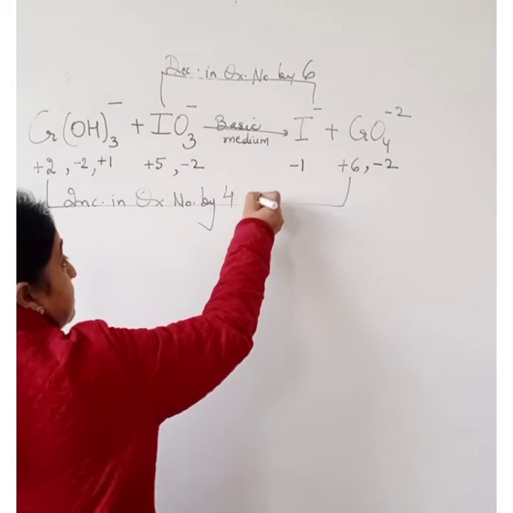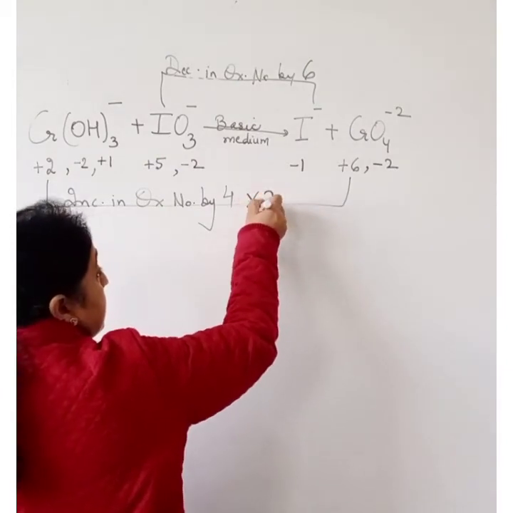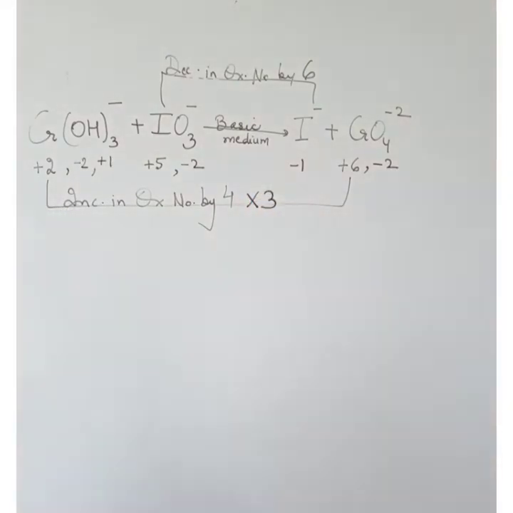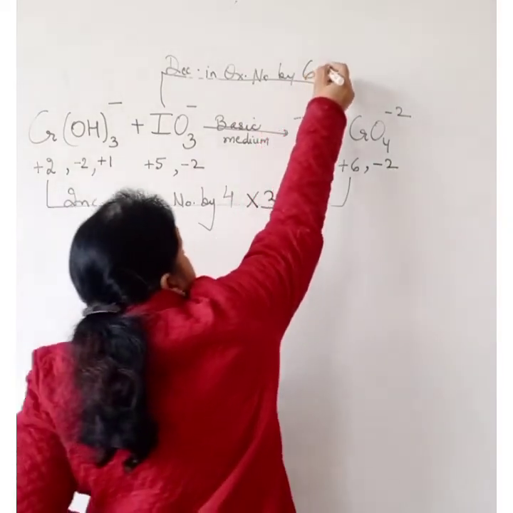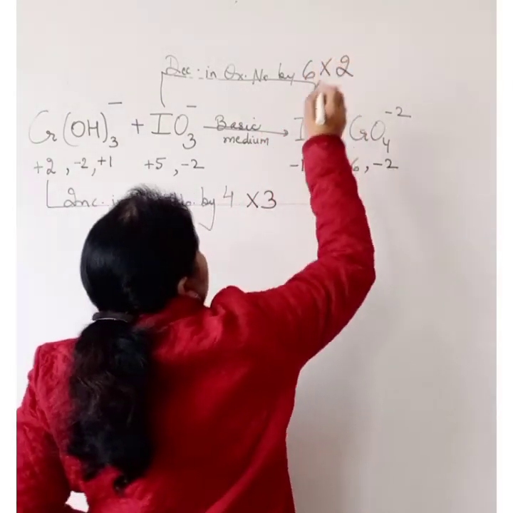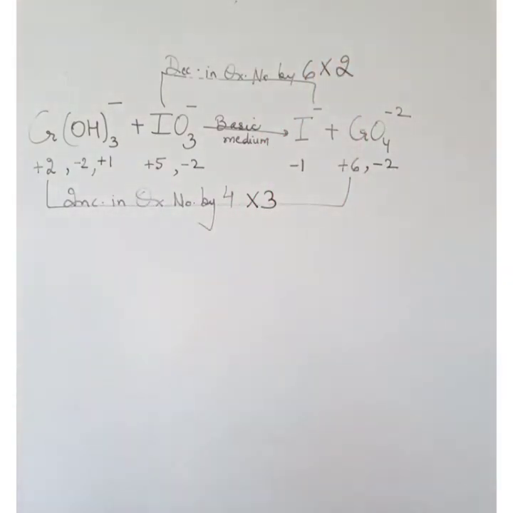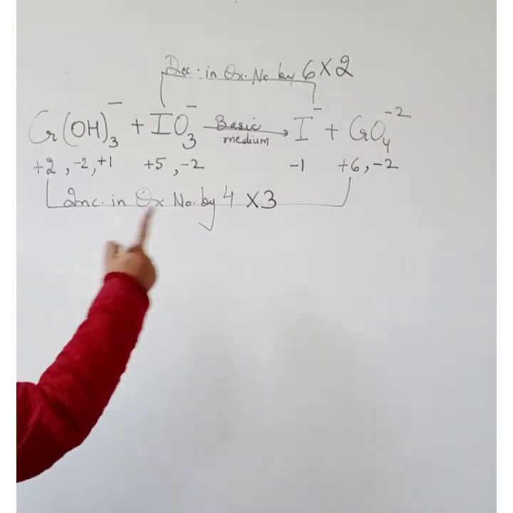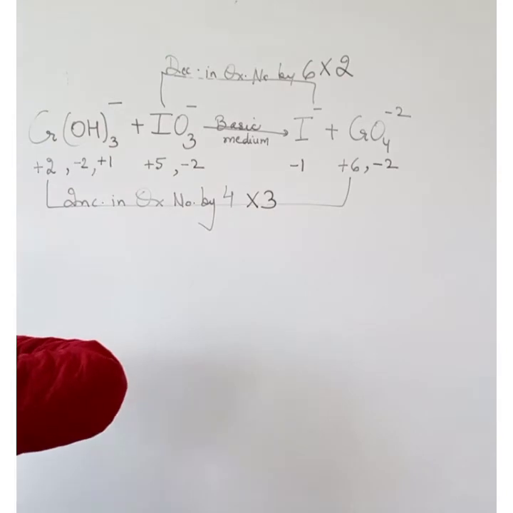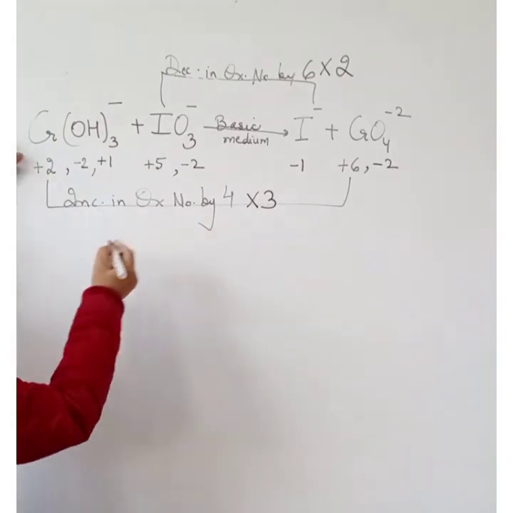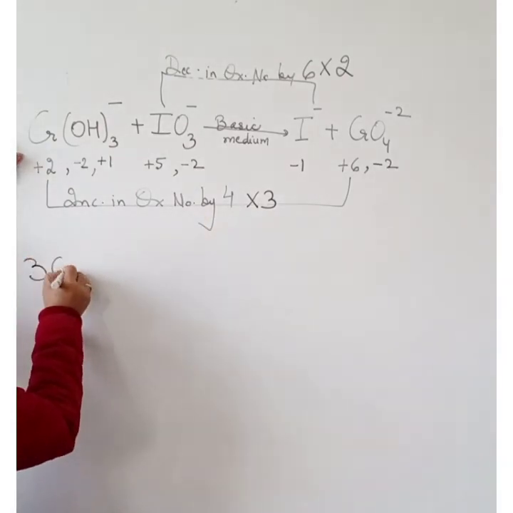If we multiply this by 3, then 4 3s are 12. And if we multiply this by 2, then 6 2s are 12. And oxidation numbers are balanced. So whatever you are multiplying, you have to multiply on both the sides. So let us rewrite the equation.